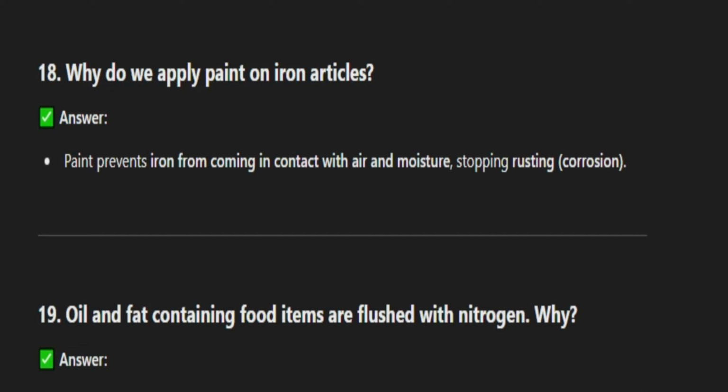18. Why do we apply paint on iron articles? Answer: Paint prevents iron from coming in contact with air and moisture, stopping rusting, corrosion.